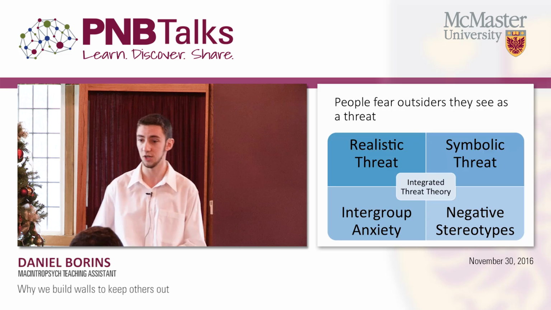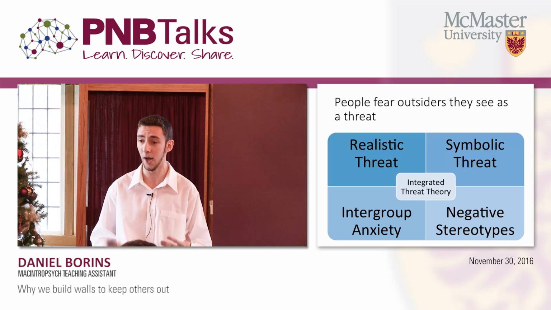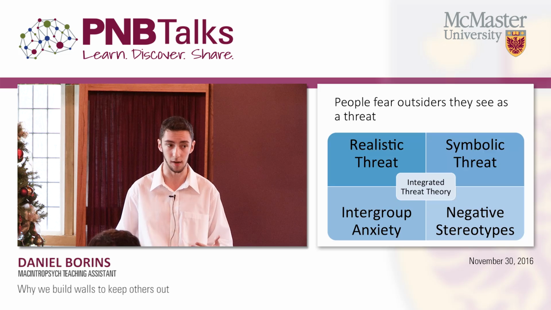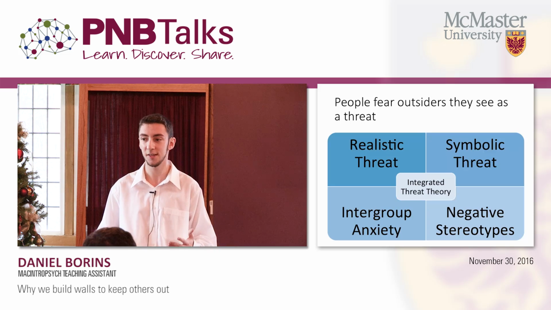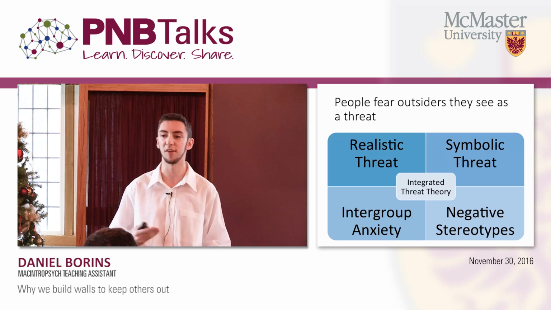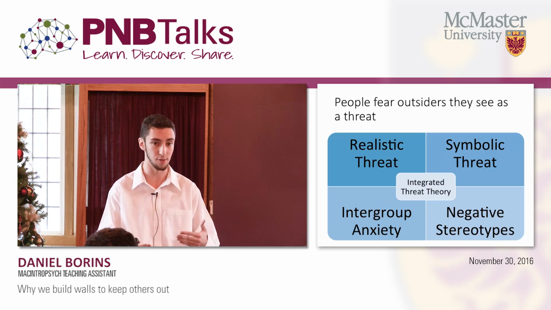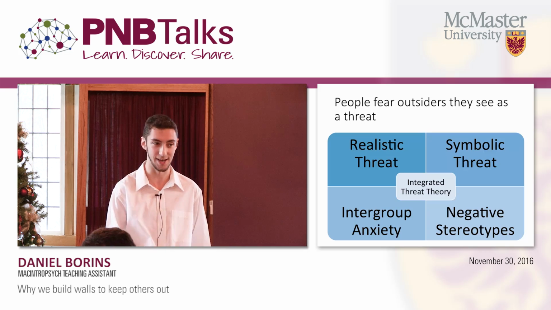Well, today I'm going to talk to you about one of the main theories that answers this question and explains why people have xenophobia, and that is called the integrated threat theory. This theory basically stipulates that people fear outsiders who they see as a threat. And there are 4 different components that make people see others as a threat, and I'm going to talk to you about each one of these today.